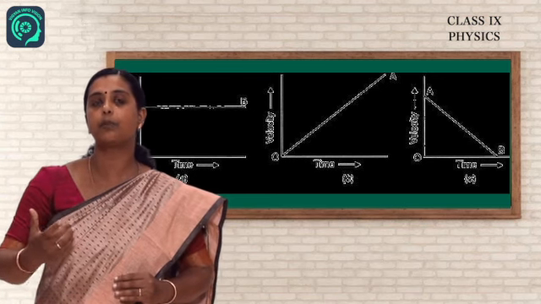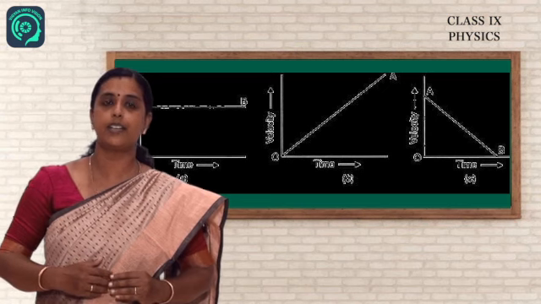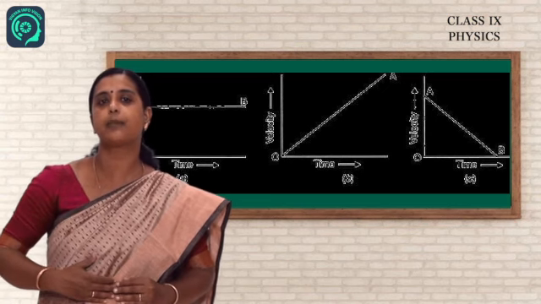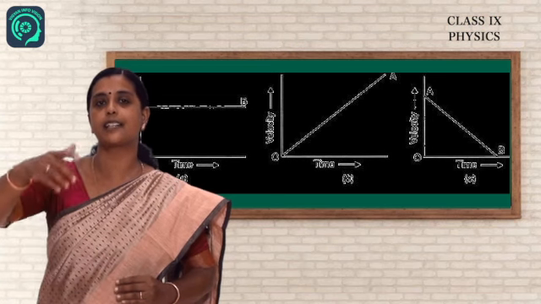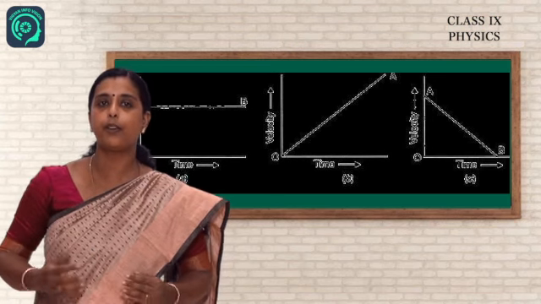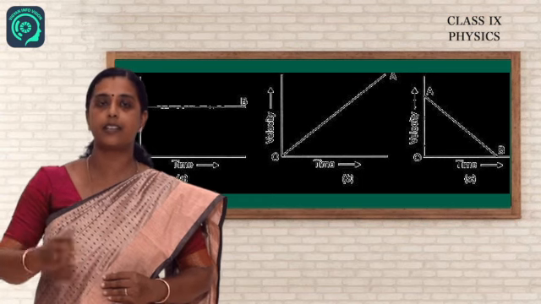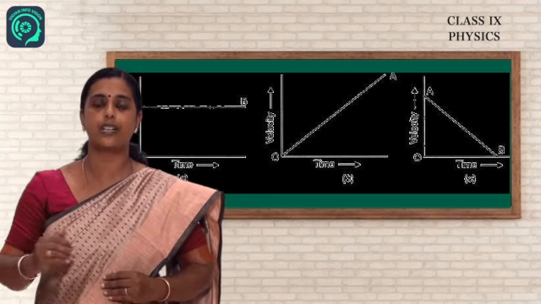Velocity time graph can also be plotted for non-uniform motion. In case of retardation, the velocity time graph will be a slanting line. In case of non-uniform motion, it will be just like a zigzag line. So I hope you have understood about these two types of graphs, that is distance time graph and velocity time graph.